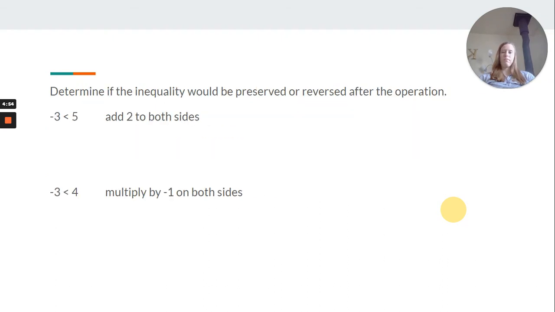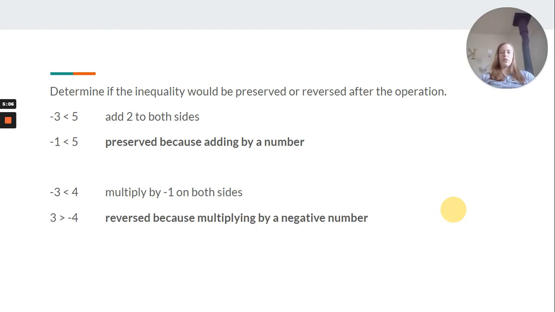So it's reversed. So determine if the inequality would be preserved or reversed. So if you add 2 to both sides, it's going to be preserved because you're adding a number. Multiplying by a negative 1 is going to be reversed because you're multiplying by a negative number. And again, common sense tells you that 3 is bigger than negative 4.